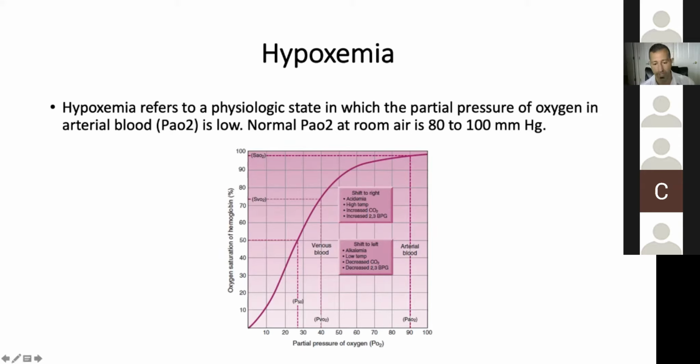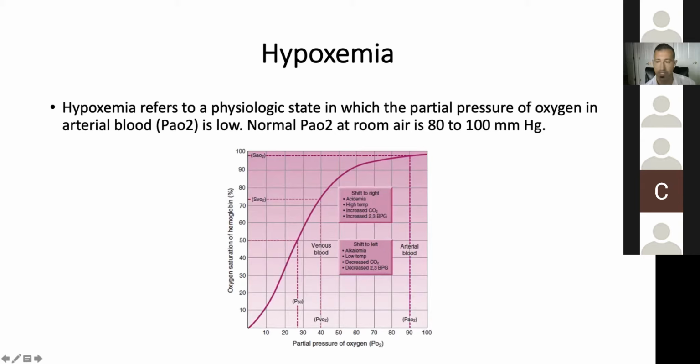And we all remember this oxygen saturation curve of hemoglobin, where on the x-axis we have the partial pressure of oxygen in arterial blood, and on the y-axis, the percentage of hemoglobin that is saturated. Obviously, as the partial pressure of oxygen goes up in blood, so does the percent saturation of hemoglobin. But it doesn't do so in a linear fashion. There's an S shape to this curve.